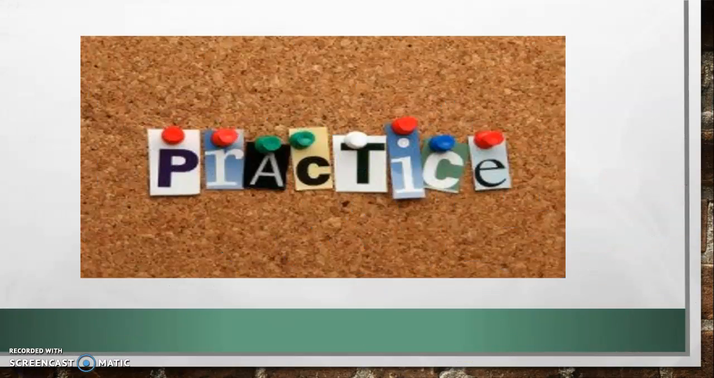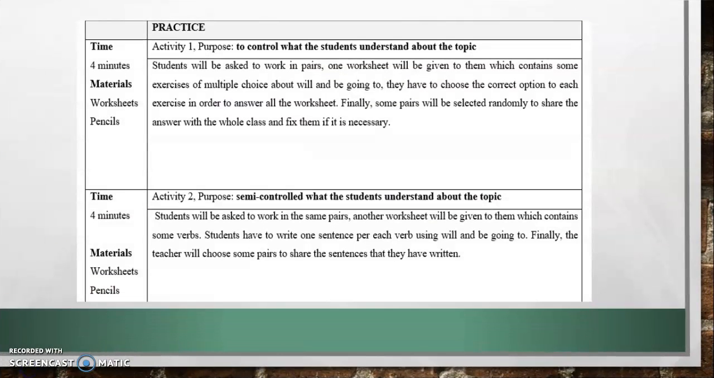Okay, let's go to the practice. As you know, in the practice we have 3 activities. The first activity, the purpose is to control what the students understand about the topic. So the activity is the following.